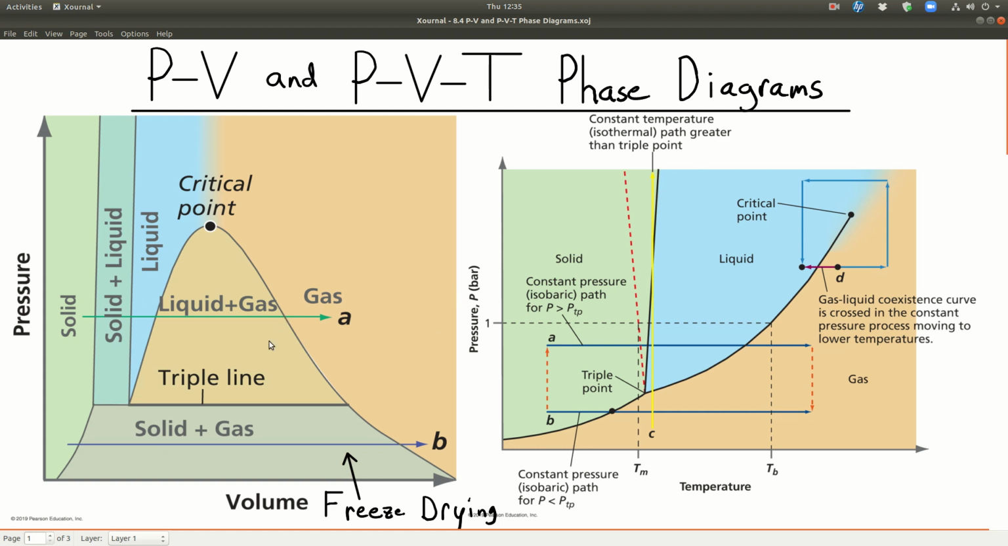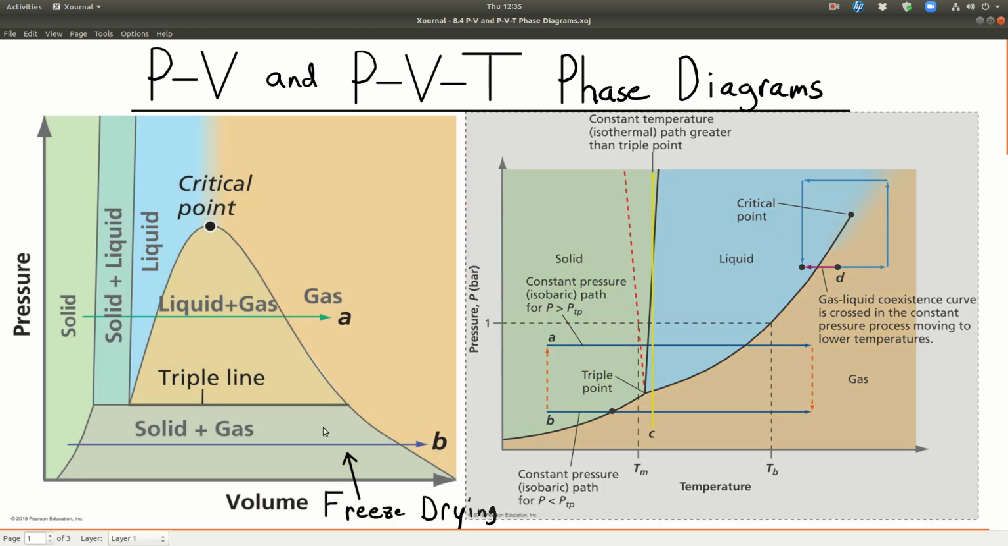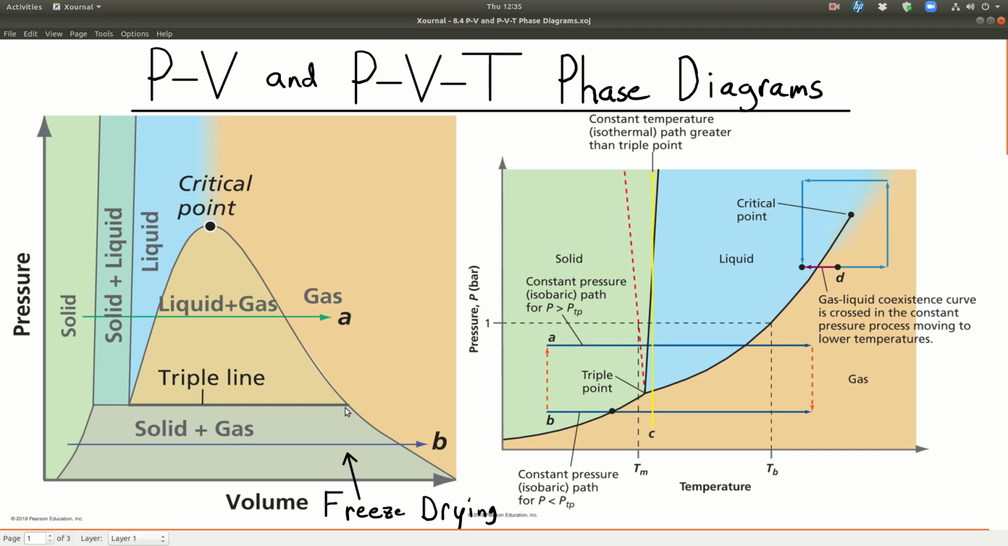For instance, the triple point, which we saw over here, becomes a triple line. And the reason for that is that at this point, at this equilibrium, where the solid, the liquid, and the gas are all in equilibrium with each other, at that pressure and temperature, the volume changes because over here, you have almost all solid. Here, almost all gas. In the middle, there's some liquid as well.